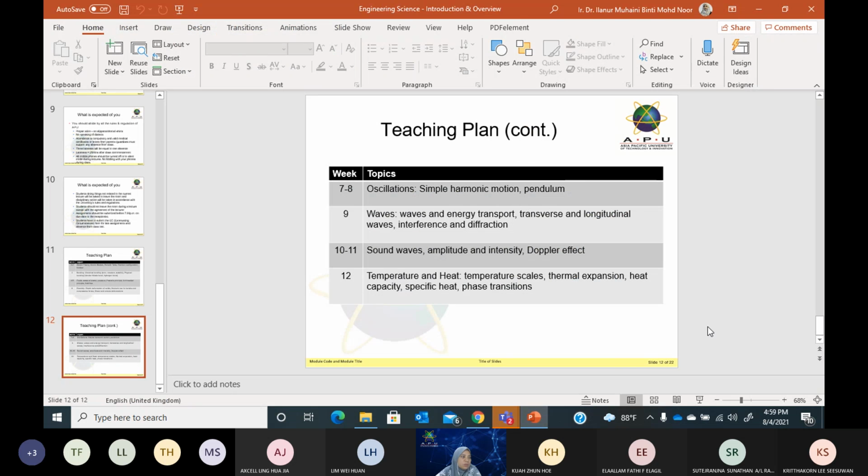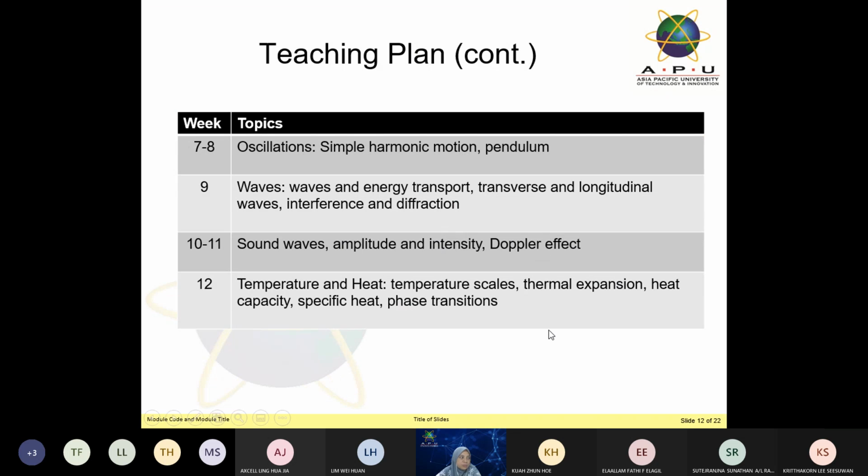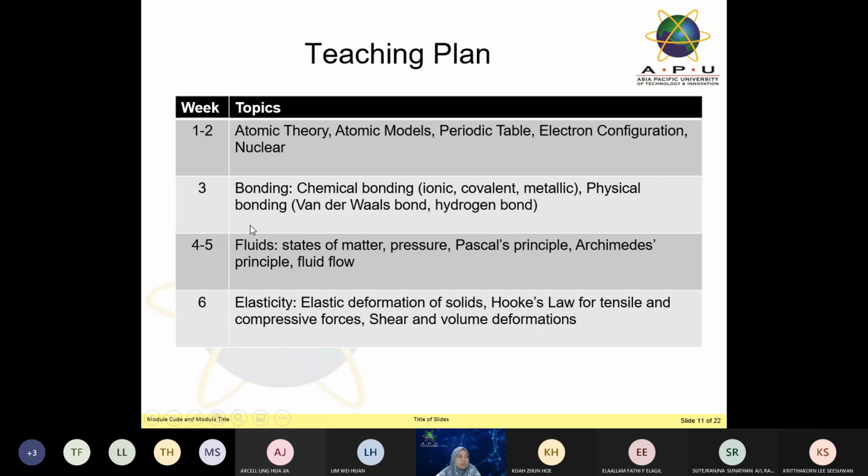Okay, we continue with our teaching plan just now. After chapter 1 and 2, you will have week 4 to 5, which is the fluid. In fluid, you will see state of matter, how the solid becomes liquid and then becomes gas. That is state of matter, because you are under fluid. When you boil the thing, it becomes gas, so it changes the matter from liquid to gas. And then you will learn pressure, Pascal principle, Archimedes principle, and fluid flow. So all these under the fluid principle cover your assignment.